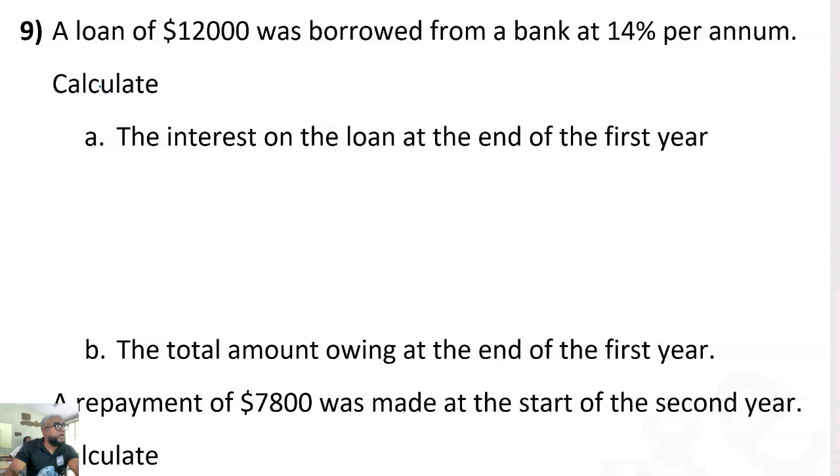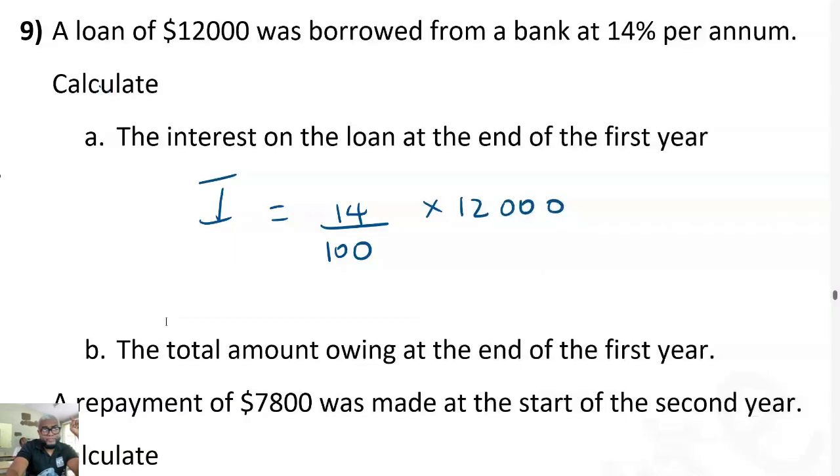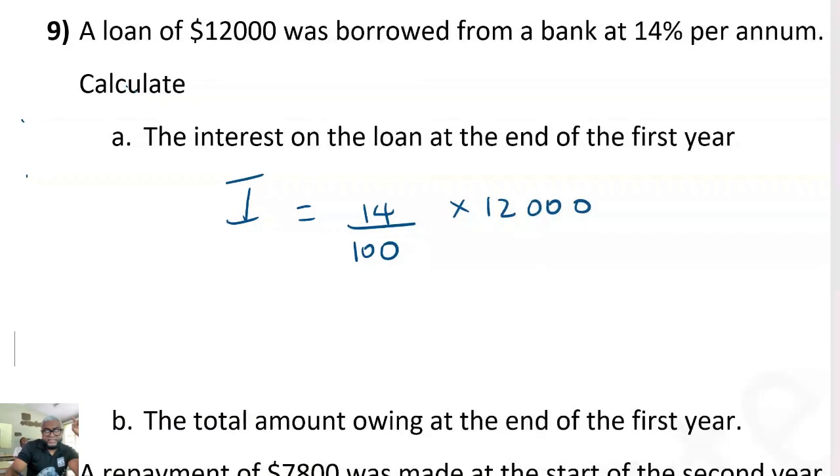A loan of 12,000 was borrowed from a bank at 14% per annum. Calculate the interest on the loan at the end of the first year. So the interest at the end of the first year would be equal to 14 over 100 multiplied by 12,000, which will give me what? 1,680. That's the interest in the first year.